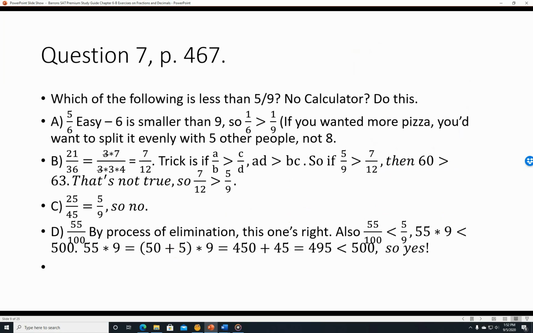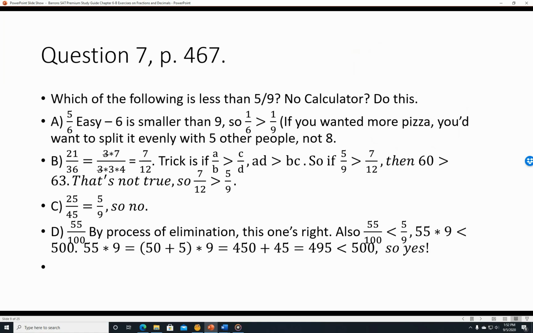Question 7, page 467. Which of the following is less than 5/9? Okay, let's say you don't have a calculator, or it's the no calculator section where you can't use your calculator. Do this. 5/6, it's easy. Well, 6 is smaller than 9, so 1/6 has to be greater than 1/9. If you wanted more pizza, you'd want it split among 6 people, not 9. So you would definitely want to have fewer people sharing the same size pizza if you wanted more pizza.